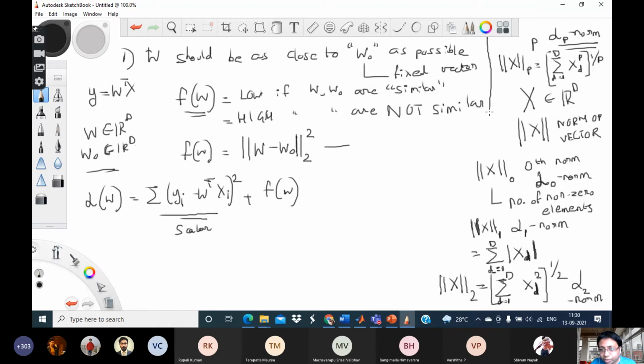Now, as someone already noticed, there are similarities between the Manhattan distance and the L1 norm. Similarly, when I talk about this L2 norm of W minus W naught, what do I mean by this? So the Euclidean distance between W and W naught. Exactly, Euclidean distance.